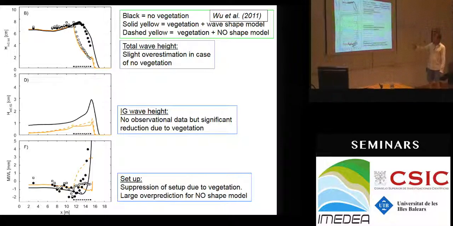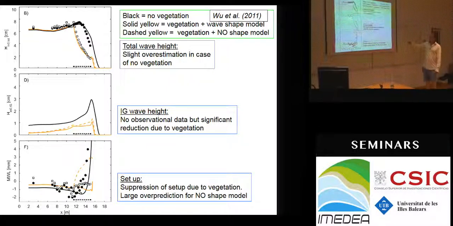But if you include vegetation, that's over here, then what you see is that outside of the vegetated area, of course, it behaves exactly the way the other one is working. But then once it hits the vegetation, the dissipation by the vegetation is dominant over the dissipation by breaking. So what you see here is that the wave height is decreasing rapidly compared to the case without vegetation. So vegetation actually helps in attenuating the waves. So it makes the waves smaller.